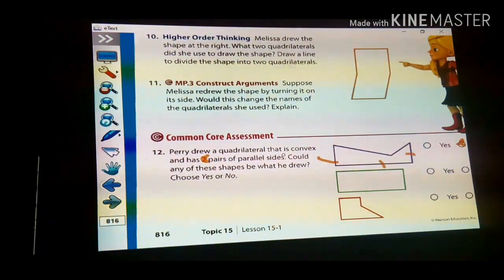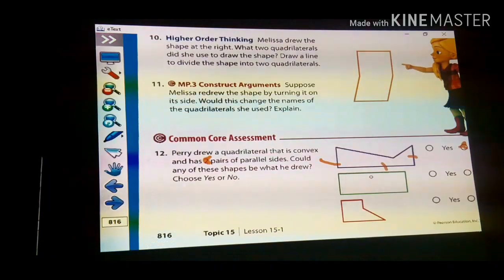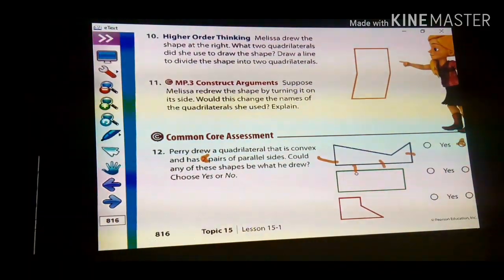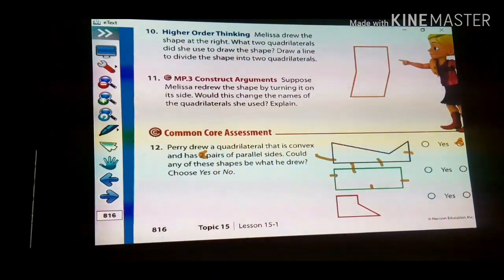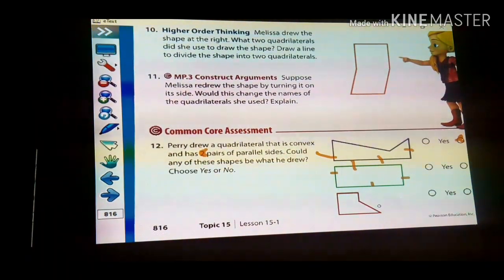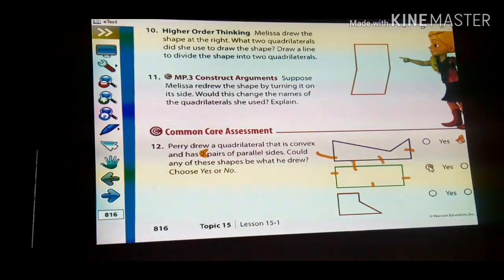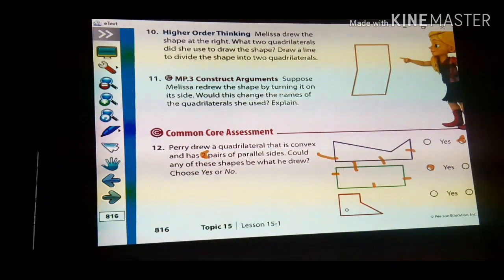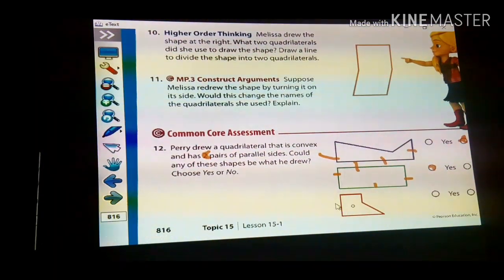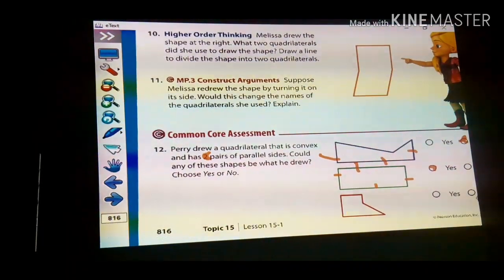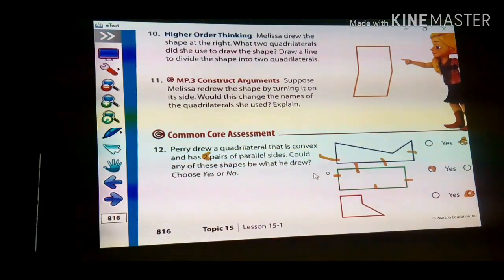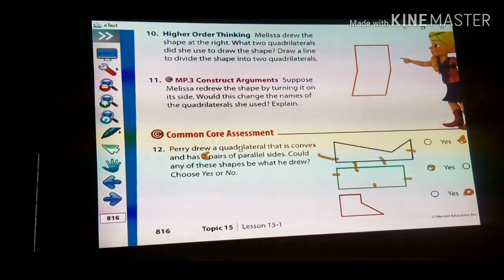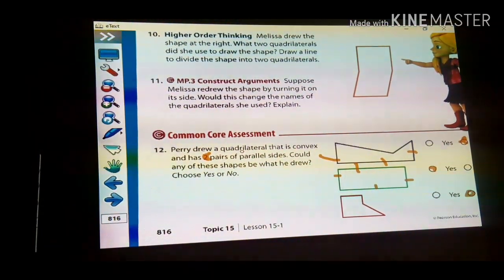Okay, let's check the next one. We have 1 pair here, then 2 pairs, and they are parallel, right? So yes, it can be. How about the last one? There are no 2 pairs parallel here, just 1 pair parallel, so it doesn't work. So our answer here is the rectangle, 2 pairs of parallel sides. And this will be our answer. Thank you. This is your homework today. I hope you understand this one.